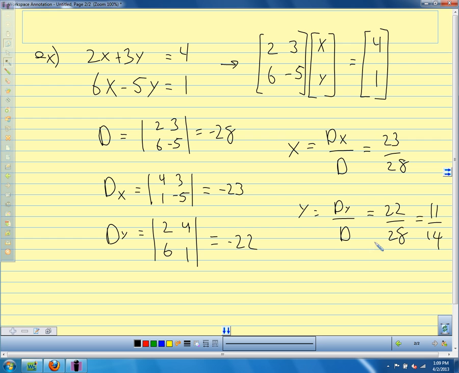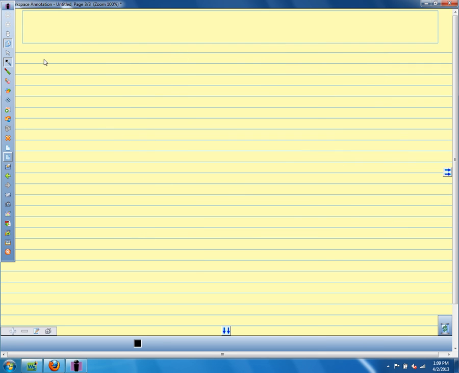Any questions on that example? All right, I just want to go through the process of doing this with a 3 by 3 matrix. And then we'll talk about an application to area with determinants. So for a 3 by 3, 4 by 4, anything bigger, the method is exactly the same.